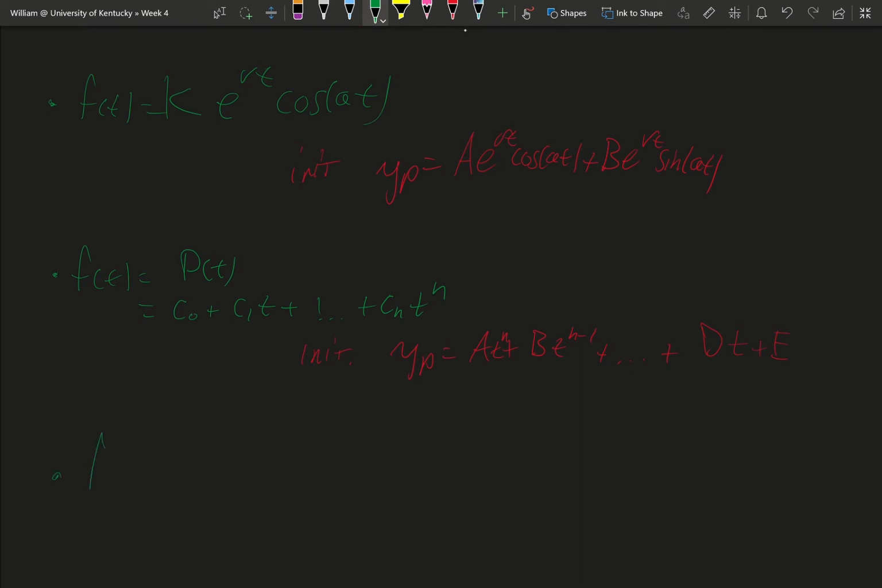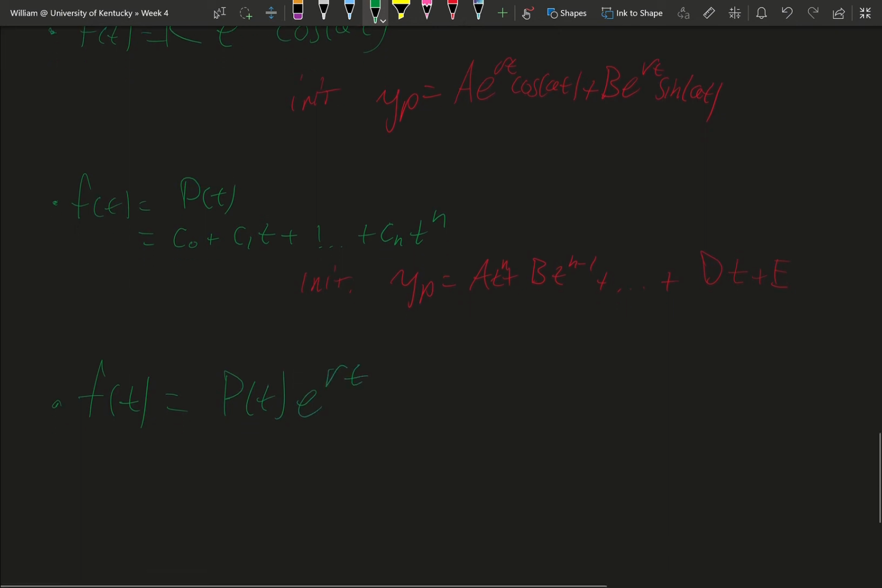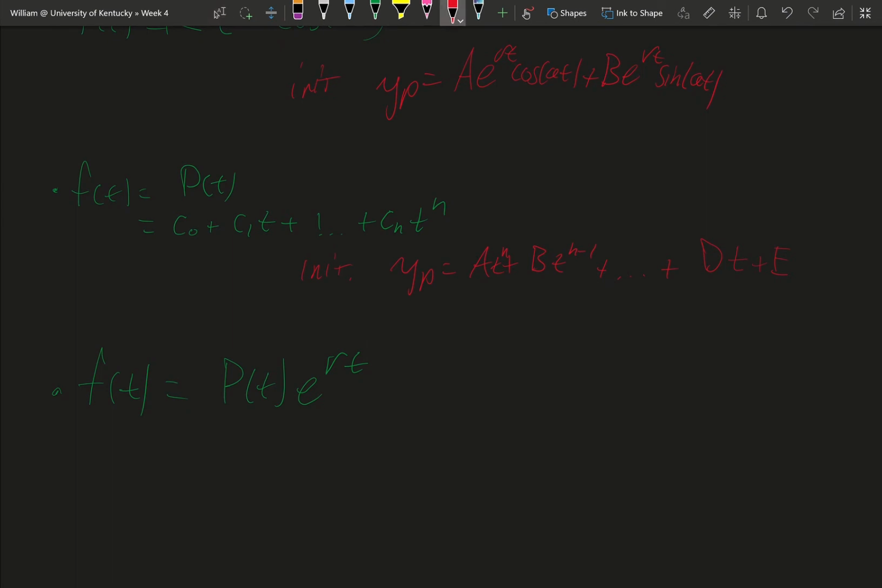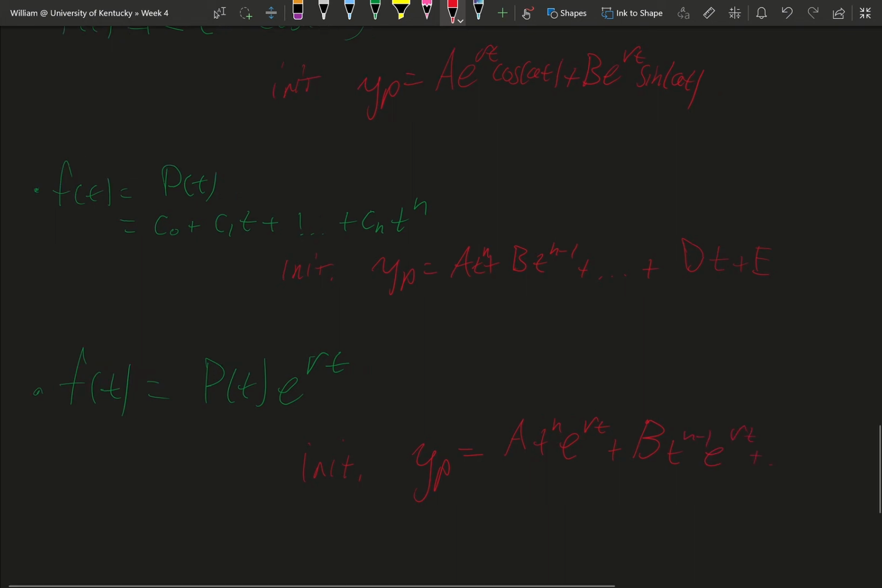And lastly, if you have the same polynomial times e to the rt, our initial guess is going to be y p equals a t to the n e to the rt plus b t to the n minus 1 e to the rt, and so on.